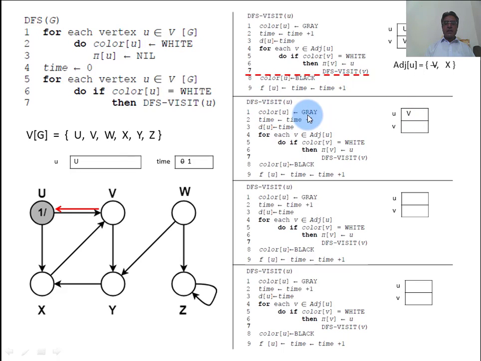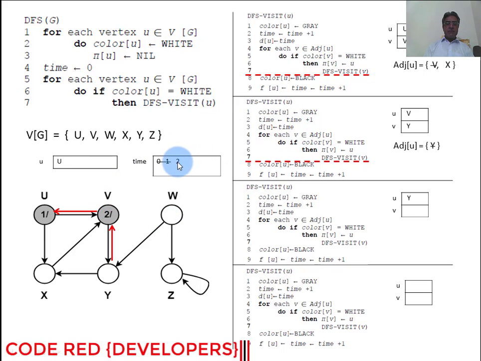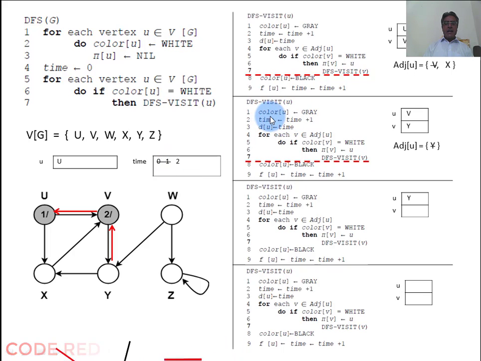Color of u is equal to gray, that is, this V has color gray. We see it here, the color of V is gray. Time is incremented from 1 to 2, and this value 2 is assigned to time, and that time is assigned to discovery time of u. U is capital V, so capital V's color is gray, and its discovery time is 2.